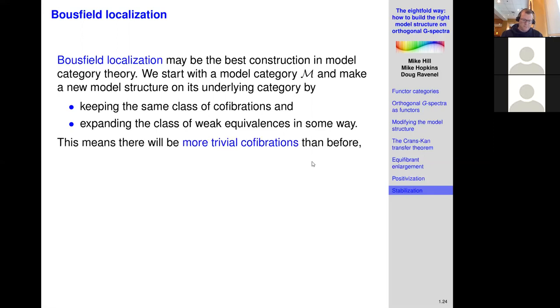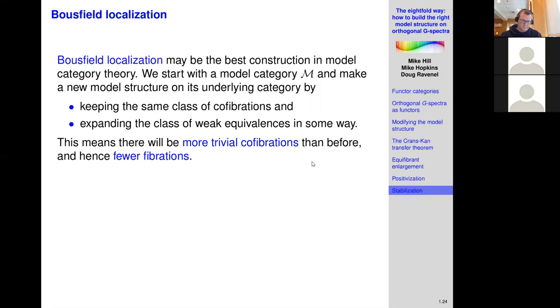Now, that means we have more trivial cofibrations than before. A trivial cofibration is a cofibration that is also a weak equivalence. Since we have more weak equivalences, we have more trivial cofibrations. And that means that we have fewer fibrations than before. A fibration is a map that has the right lifting property with respect to any trivial cofibration. If there are more trivial cofibrations, this is a more demanding condition and it's satisfied by fewer maps. So we have fewer fibrations than we had before.